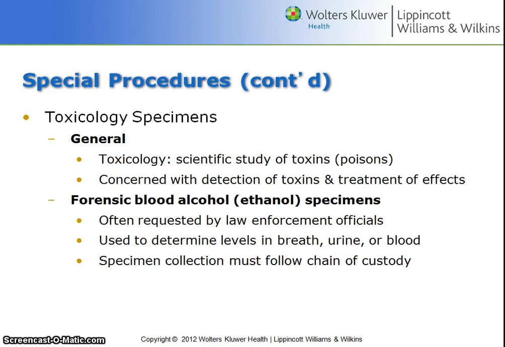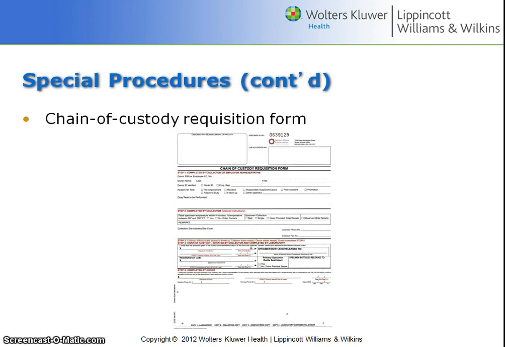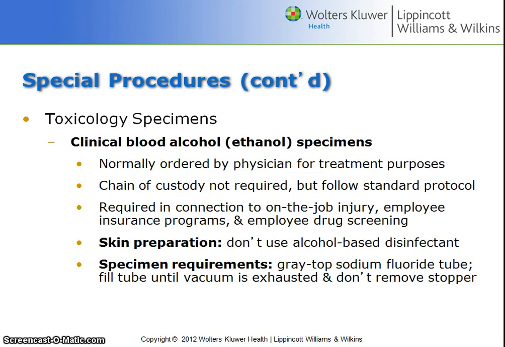Alright, toxicology specimens. In general, toxicology is the scientific study of toxins, i.e. poisons. You can do forensic blood alcohol specimens. Often these are requested by law enforcement officials, and specimen collection must follow a chain of custody to be upheld in court. Here is an example of a chain of custody requisition form. Alright, so this is the procedure for collecting a toxicology specimen.